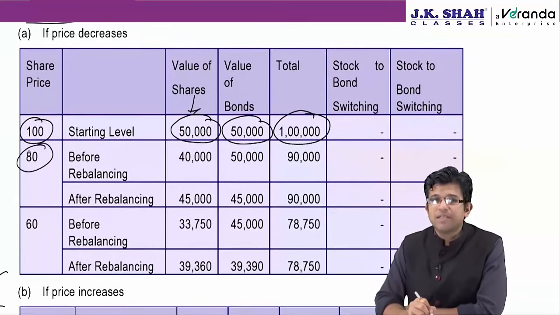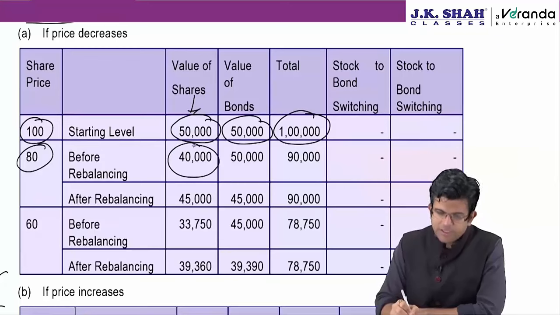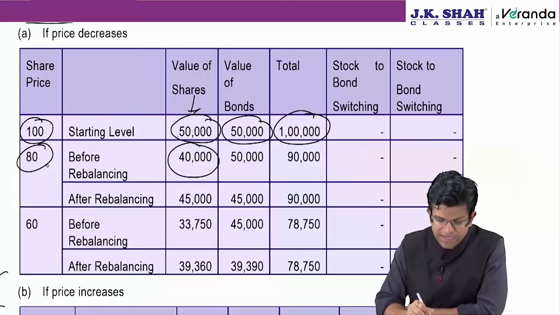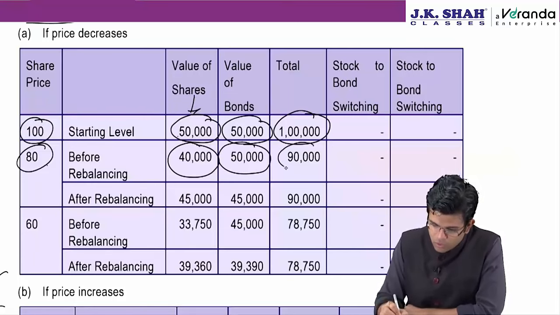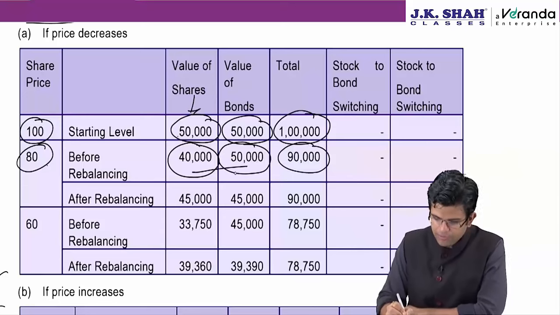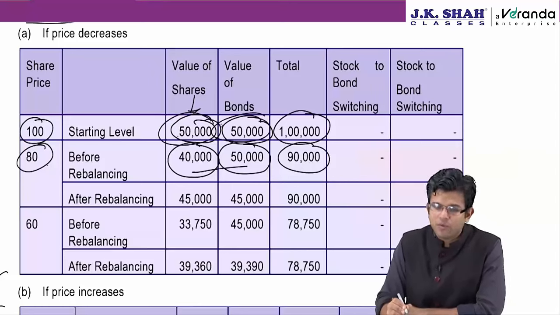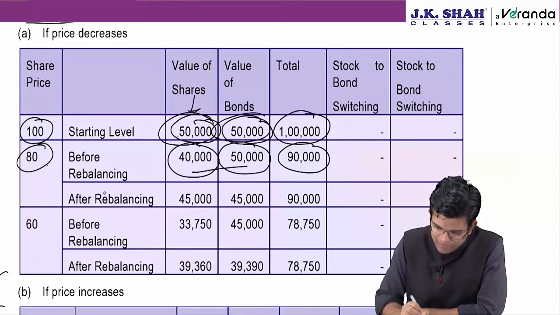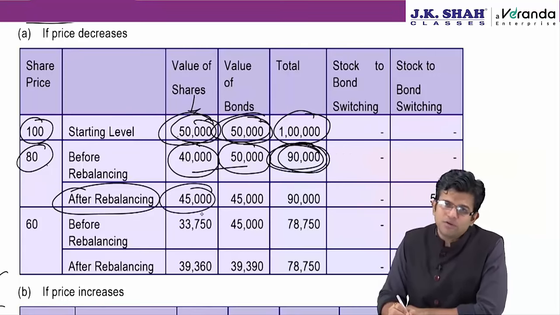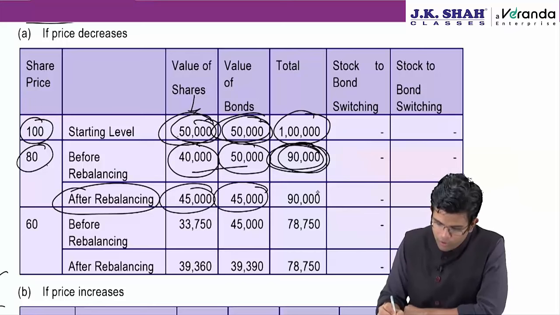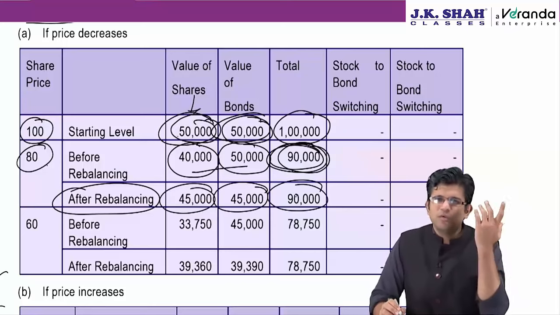The moment the share price touches 80, do you realize the value of the shares will go to 40,000? That is 50,000 divided by 100, that is the number of shares, into 80 will give the value of shares, that is 40,000. And the value of the bonds obviously will continue to remain 50,000. So the total value, students, now becomes 90,000. That is 40 plus 50, that is 90. Students, tell me, if he wants to keep 50-50 in equity and bonds, do you realize after rebalancing 50% means, students, from 90,000, 45,000 should be in equity, 45,000 should be in bonds. That is a total of 90,000. I hope you understood. Very simple.